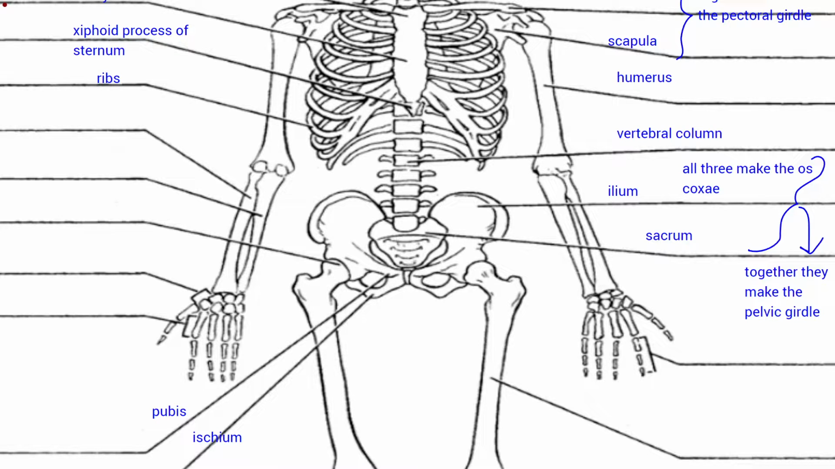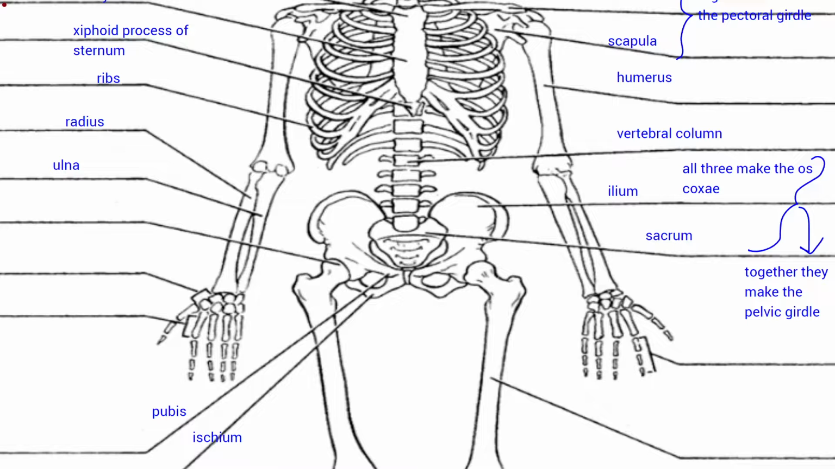Okay. Let's go over here, back up to the arm. We have the radius, and we have the ulna. So the radius is on the thumb side and the ulna is on the pinky side. Okay. Let's go down to the wrist.